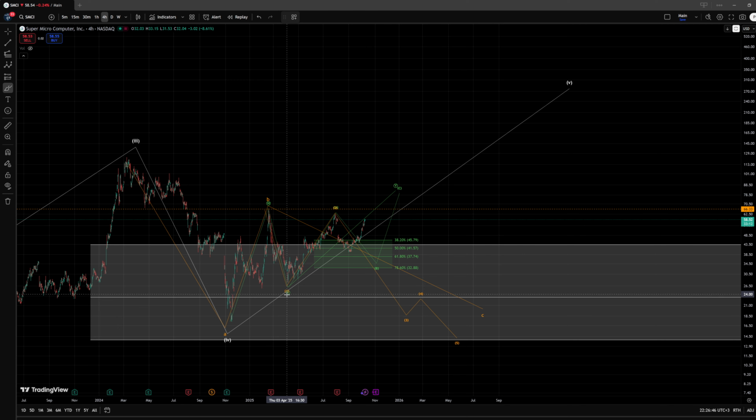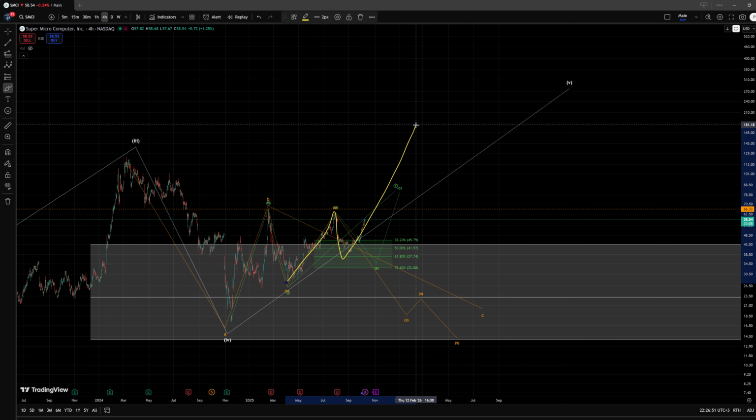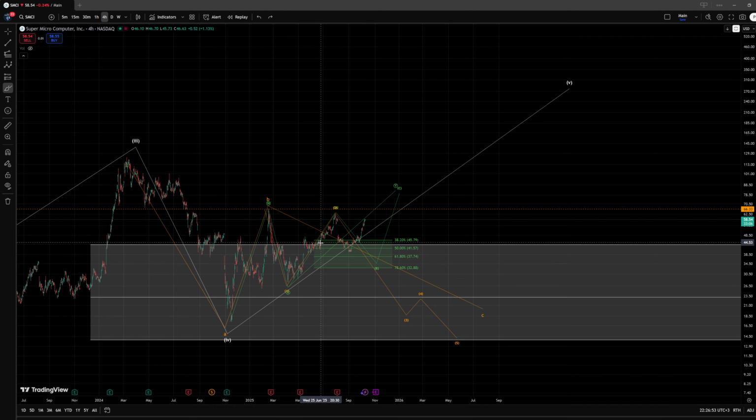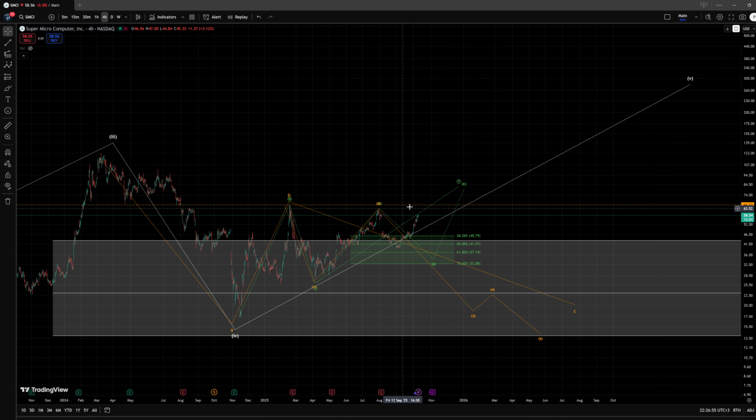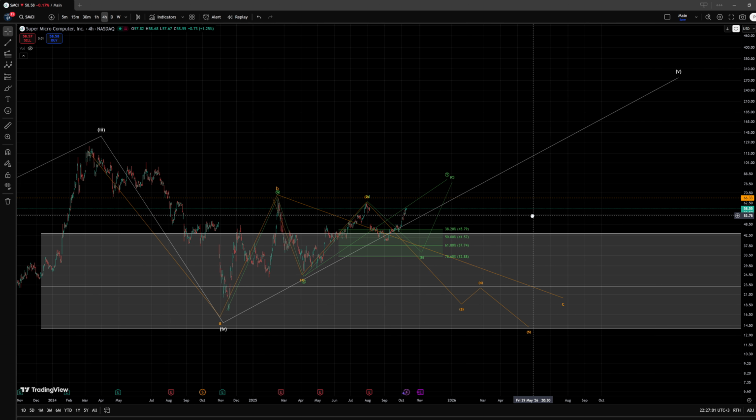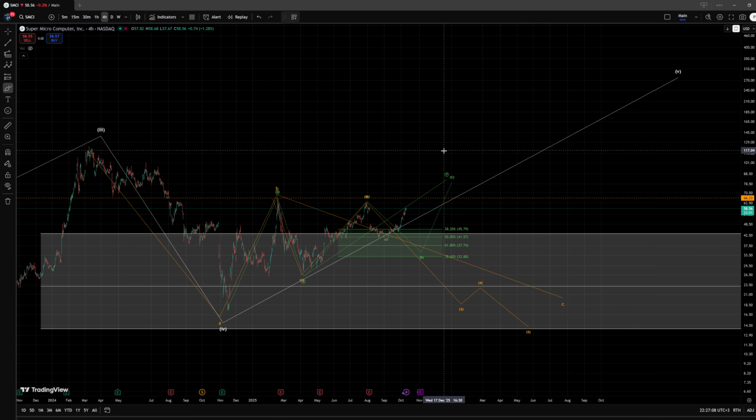But yeah, in that case, it would mean that we could now be in an internal wave 3 within this wave C. And especially with this push that we have formed here to the upside today, I am more heavily considering that, because in a moment you will see in the shorter time frame we managed to break above the resistance area, allowing the chart to shift structures into something much more bullish.